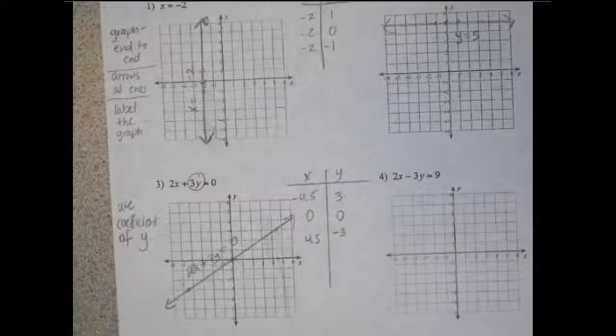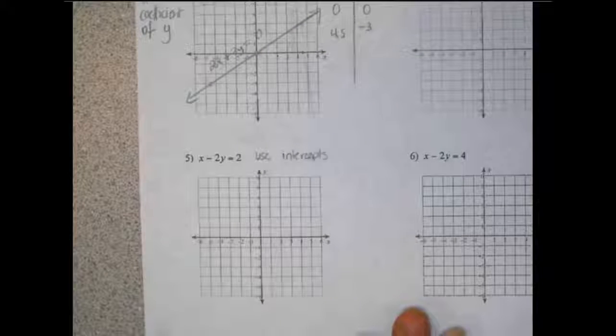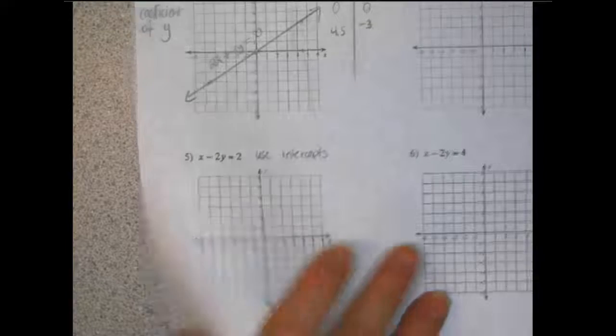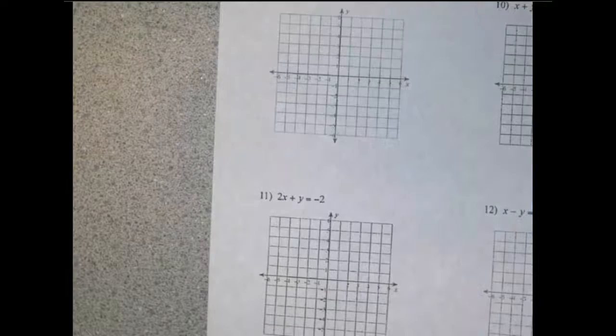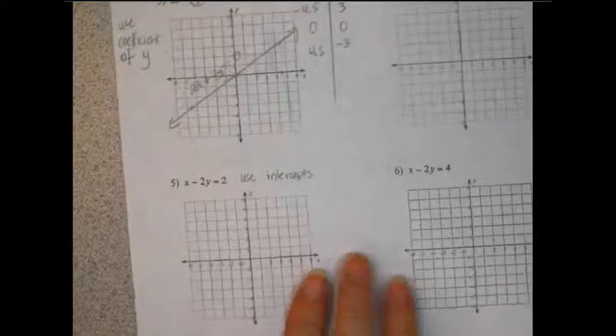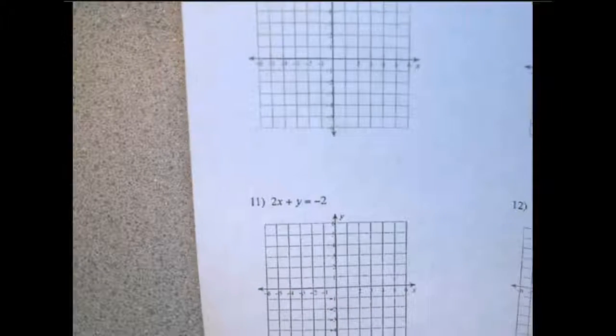So we're going to do number 5 together because that's an intercept one, just to refresh your memory of what you did yesterday. Okay, so 4, 6, 7, 9, 11 are t-charts. 5, 8, 10, 12 are intercepts.